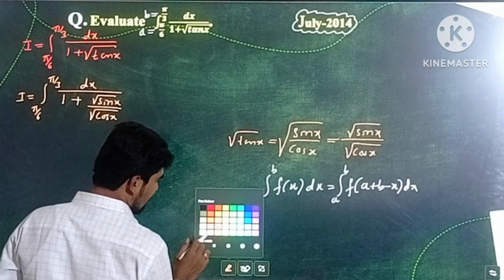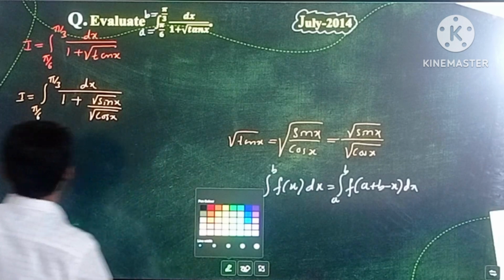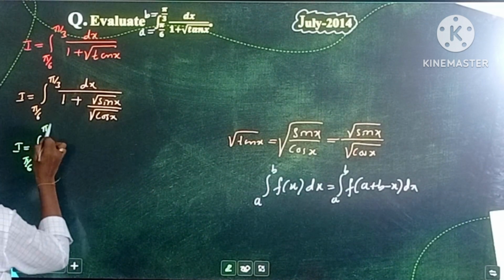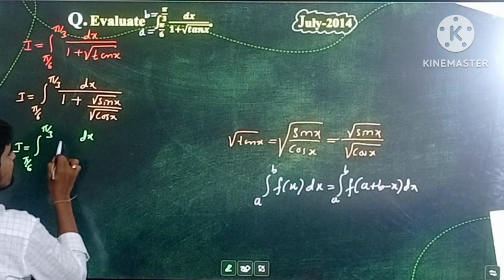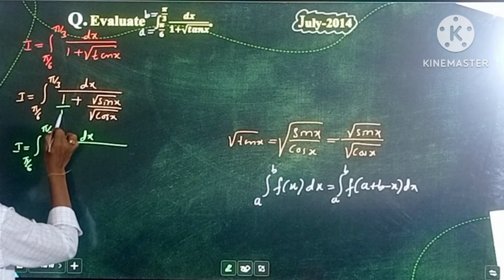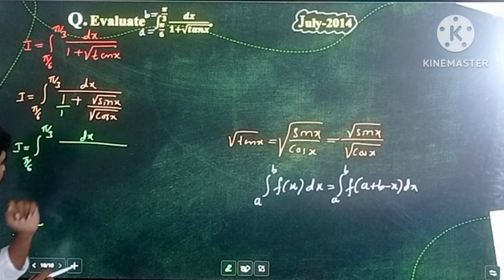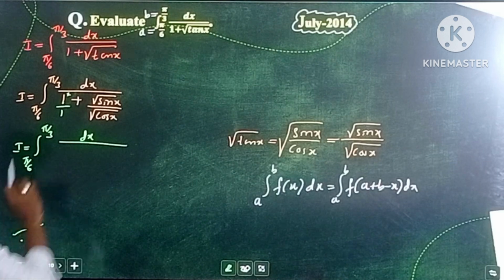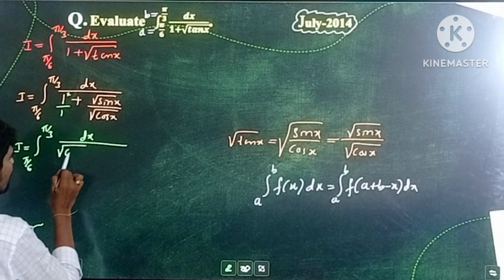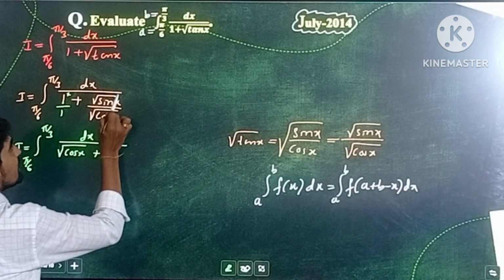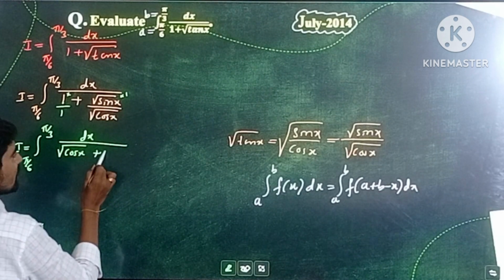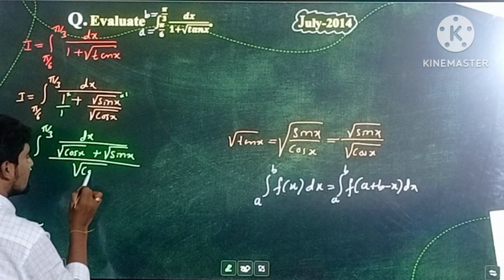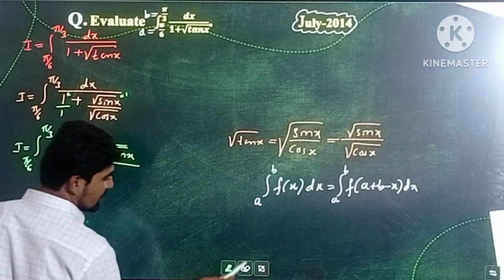So in the next step, I am going to take the LCM in the denominator. I is equal to integration from pi by 6 to pi by 3 dx divided by... here nothing means 1. LCM of 1 and square root of cos x is square root of cos x. So here multiplied by square root of cos x. 1 into square root of cos x is square root of cos x, plus here multiplied by 1. So 1 into square root of sin x is square root of sin x, divided by LCM square root of cos x. I hope all of you are understanding.